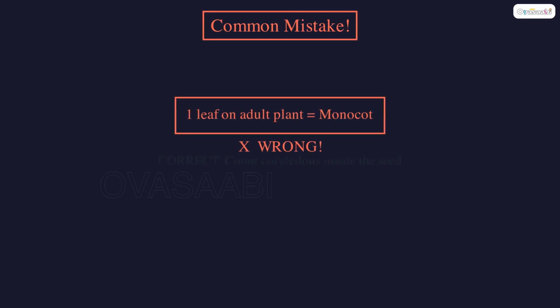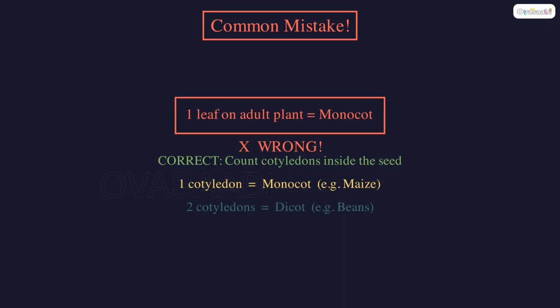Many students get this wrong. Monocot doesn't mean 1 leaf on the plant, it means 1 cotyledon, the seed leaf inside the seed. Always count cotyledons, not adult leaves.